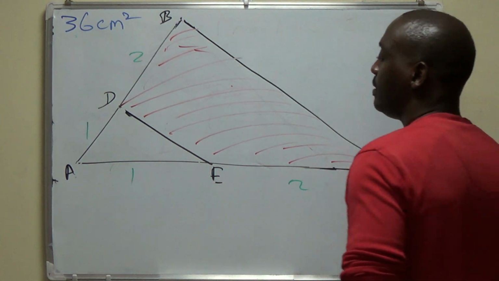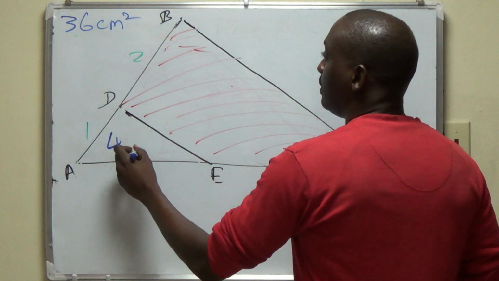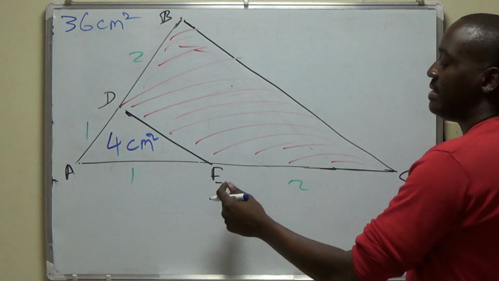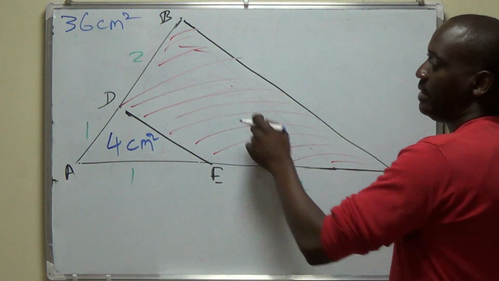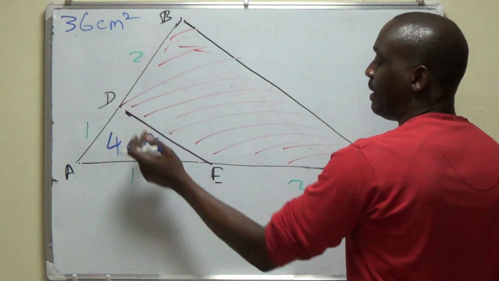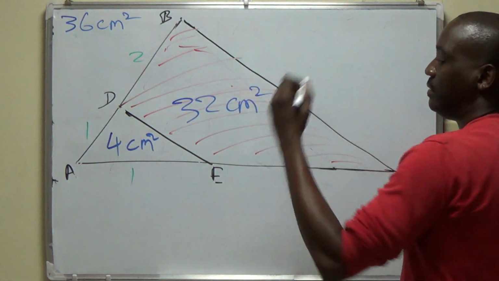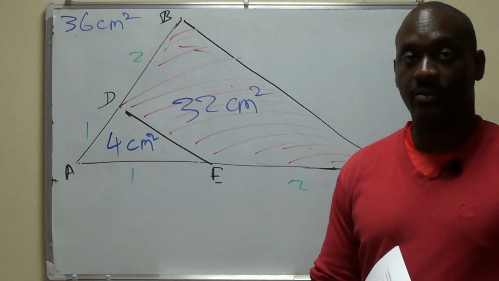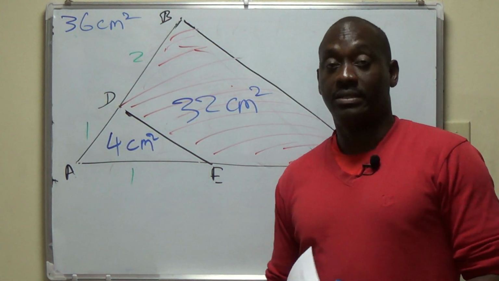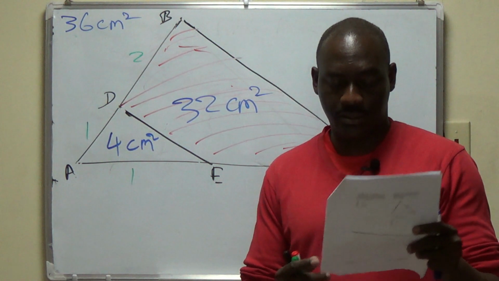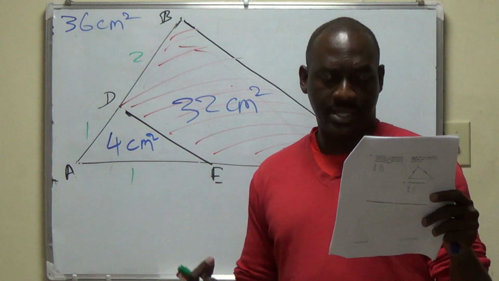When we do that, you will get that the area of the small triangle, 36 divided by 9, is 4 centimeters squared, which means therefore that the area of this strip would be 36 centimeters squared minus 4 centimeters squared, which gives us 32 centimeters squared. And that, ladies and gentlemen, is that where this particular question is concerned. So the answer in this case would be answer D.